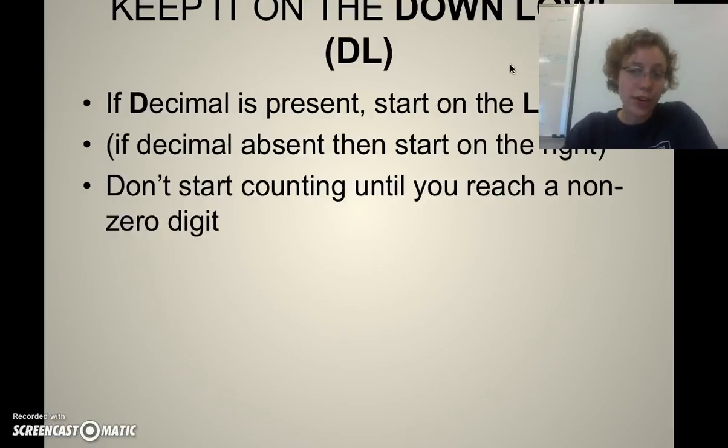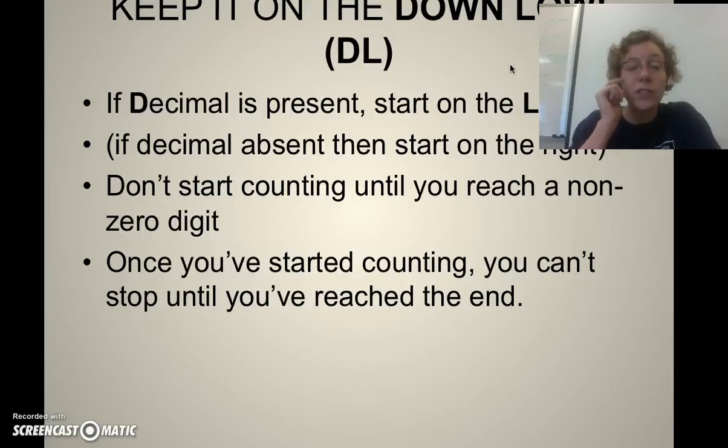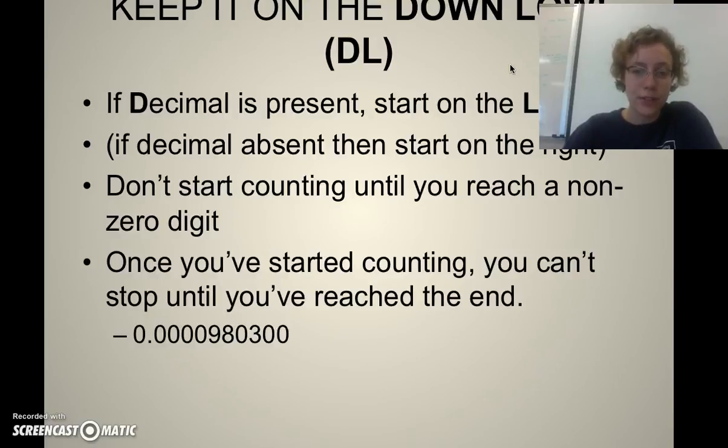You don't start counting until you reach a non-zero digit, so again 1 through 9. And then once you've started counting, you can't stop until you reach the end. So let's see how this little shortcut will help us remember the rules. So in this first example, we do have a decimal. So decimal is present, we're going to start counting on the left side. Don't start counting until you reach a non-zero digit.